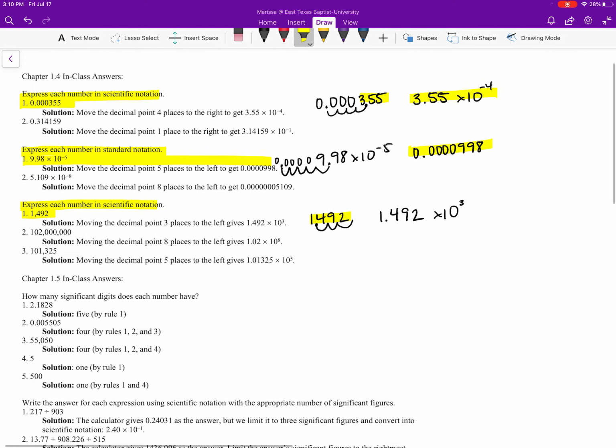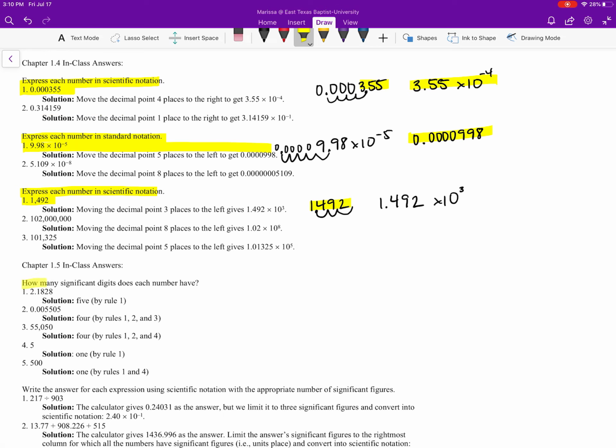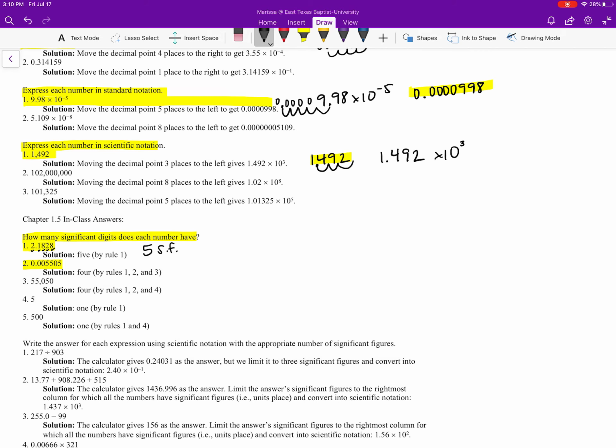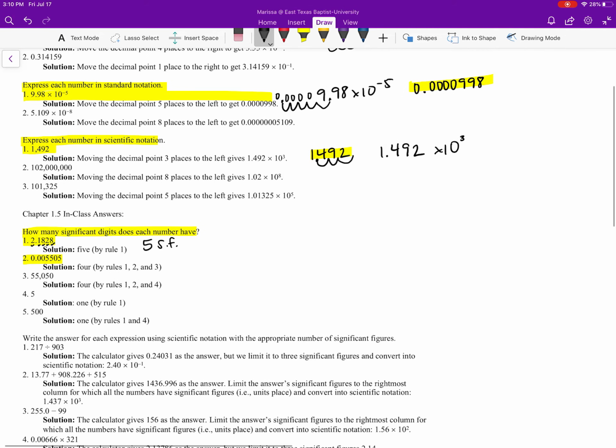The next thing we're going to do is practice counting significant digits. And so the important rule is that all non-zero numbers are significant. So in this case, 2, 1, 8, 2, 8, they're all non-zero numbers. So this is going to have 5 sig figs. So significant digits is sometimes called significant figures or sig figs. So it gets a little more complicated when we have zeros because not all zeros are significant.